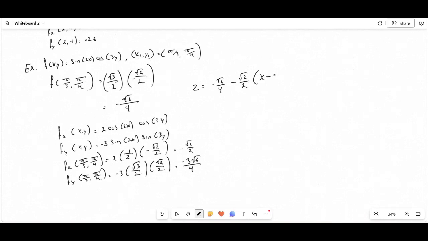measures how much we go up or down as we deviate from the coordinate pi over 3 in x. And then we've also got a negative slope in the other direction, -3 root 6 over 4. And this is measured in how far y deviates from pi over 4. Okay, we did it again. So that's two examples where we are finding an equation for a tangent plane using first derivatives.